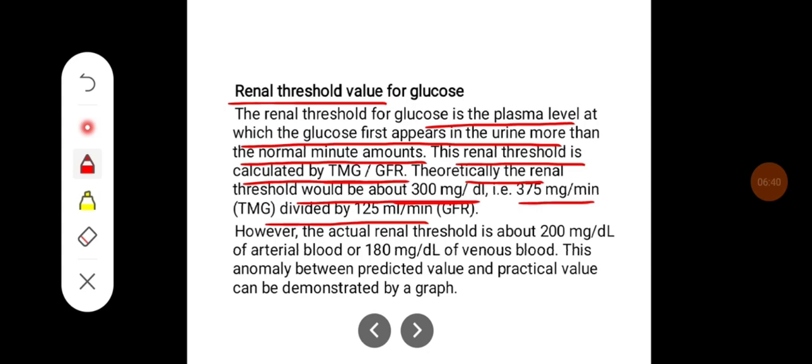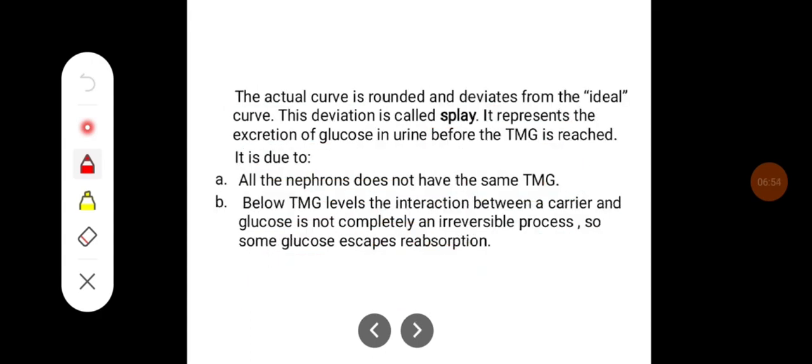However, the actual renal threshold is about 200 milligrams per deciliter of arterial blood or 180 milligrams per deciliter of venous blood. This anomaly between predicted value and practical value can be demonstrated by a graph. The actual curve is rounded and deviates from the ideal curve. So this deviation is called splay. It represents the excretion of glucose in urine before TMG is reached.